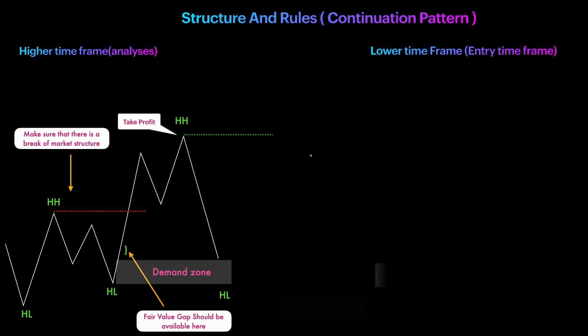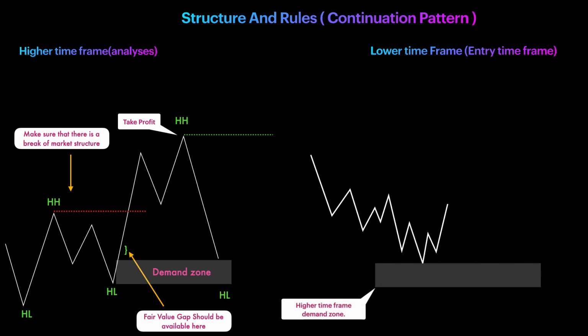Moving on to the lower time frame, you will notice that the price has touched the higher time frame demand zone. Now, all we have to do is find all the rules to fulfill the entry model. Make sure that there is a clear break of market structure in the lower time frame. After the price has touched the higher time frame demand zone, you also have to find a clear, lower time frame demand zone. If you are unable to draw supply and demand zones, please comment below, and I will make a dedicated video about it.